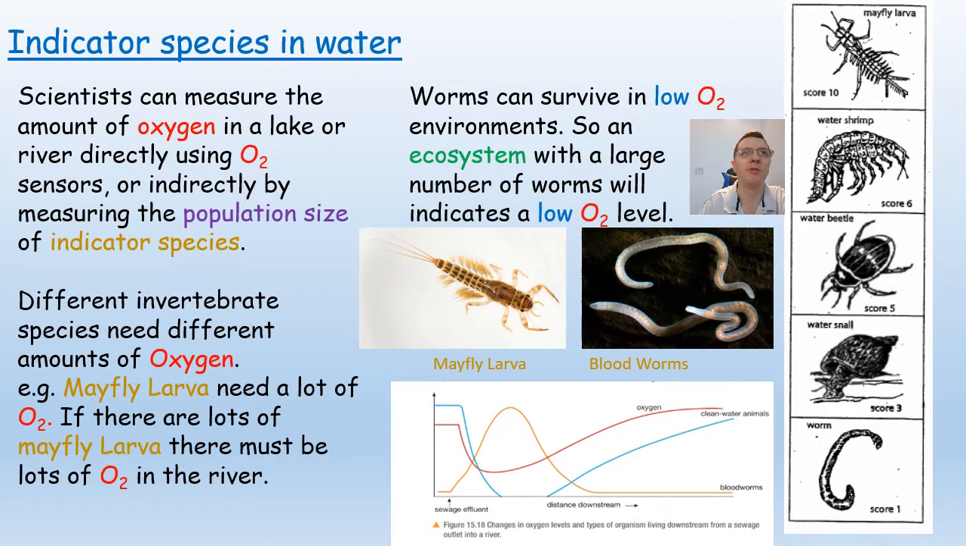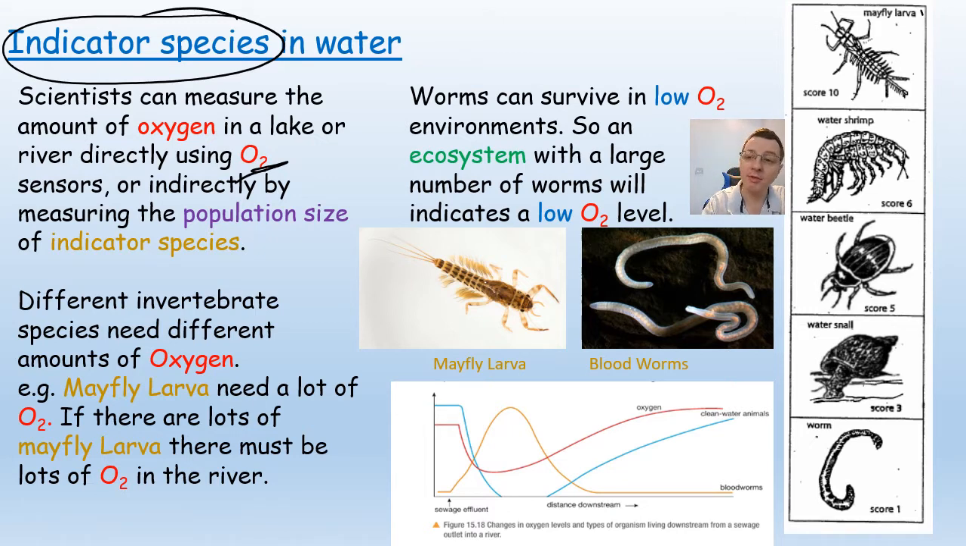How can we find out about pollution levels, and in particular oxygen levels in rivers and streams? Well, scientists could go along with an oxygen probe, but a more common method is to look at the species that are actually living within the ecosystems. These species are often called indicator species. Why? Because they give you an indirect measurement of the amount of oxygen that's in the waterway. They indicate oxygen levels.